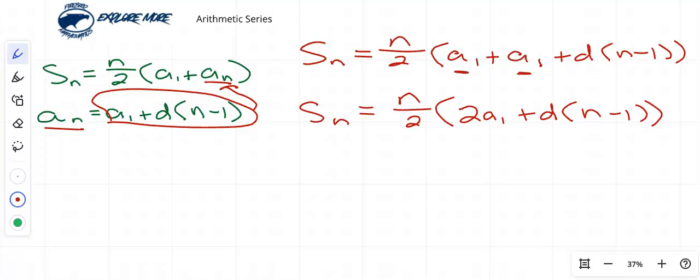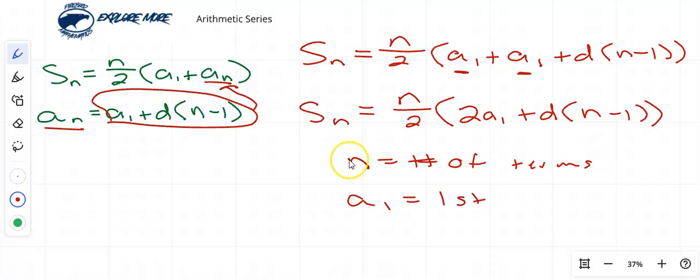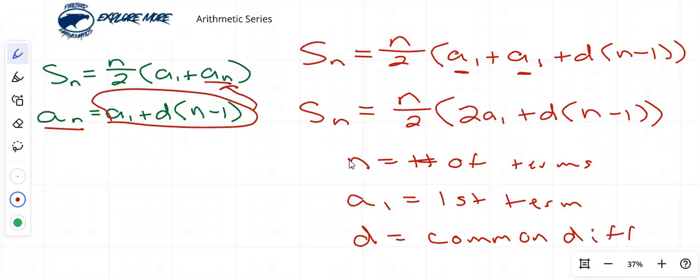So what do we need if we want to find the sum using these formulas? Well, we need n. n is the number of terms that we're looking for. We need a1. a1 is the first term in that sequence. And we need d. d represents the common difference. If we have these three things, we can use our formula to find the sum of however many terms we're looking for. Okay, so let's do some examples.